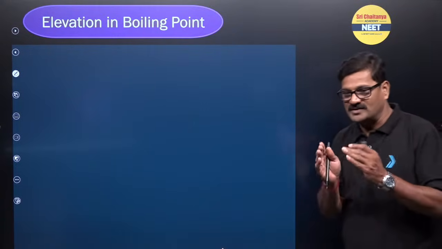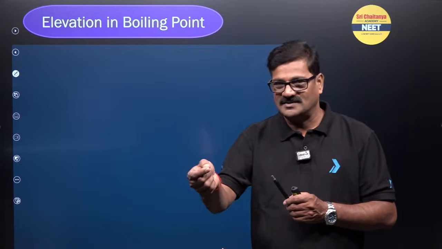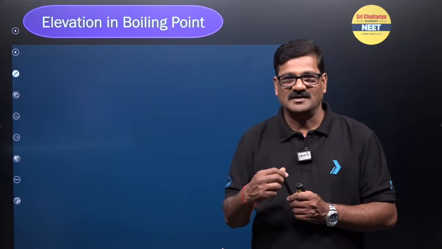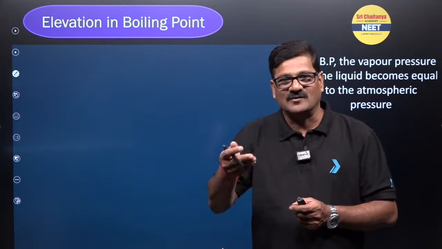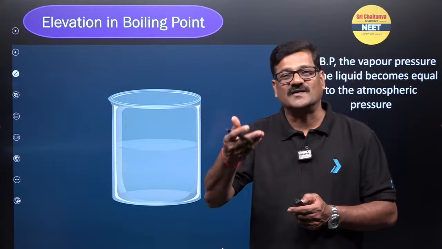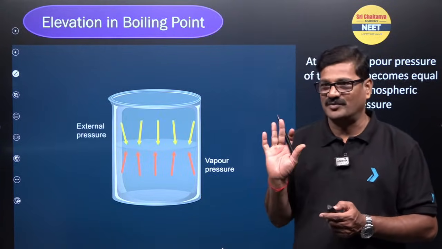And also elevation in boiling point. Water boils at exactly 100 degrees centigrade. You add some salt in that. Now it becomes a solution. So what happened here? The water boils at more than 100 degrees centigrade. That is called elevation of boiling point, right?